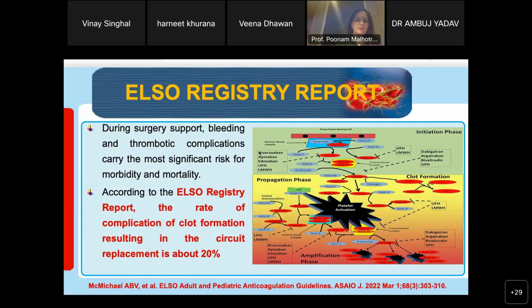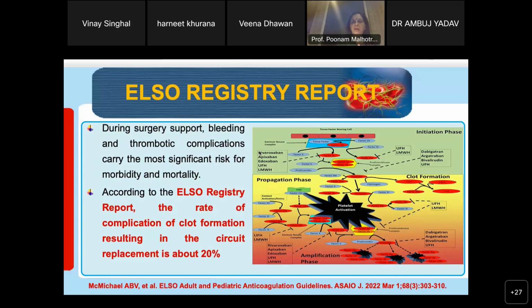Whenever we are doing all this, let's remember that the ELSO registry report also said that the rate of complications of clot formation resulting in circuit replacement is about 20%. It is not easy to replace a circuit, just as it's not easy to get an ECMO patient to get an MRI done. It is not easy to replace an oxygenator or even the circuit while on ECMO. It has to be a deft, very swift process only in the hands of experts, and you may end up losing the patient during the circuit change. But circuit changes do happen due to bleeding problems. Therefore, transfusions are a must to avoid circuit changes in these bleeding patients.